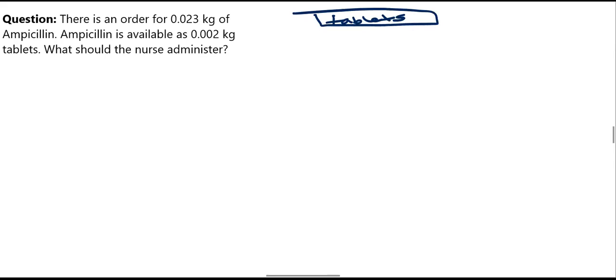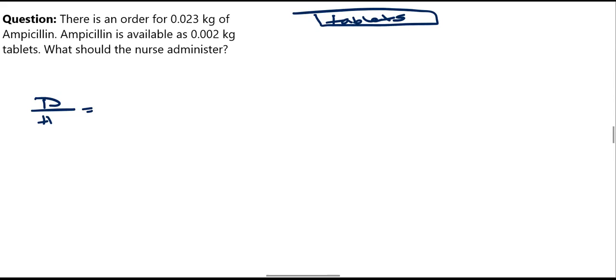Now that I know what I'm looking for, what formula I'm going to use, I'm going to make sure my units are the same, they're consistent. And the units I have here, we're talking about mass, and we've got kilograms and kilograms. So that's good. I don't have to do any conversions or anything. So I'll just do the desired over have, or you might see it as ordered over have or need over have, or however you see it. Same idea.